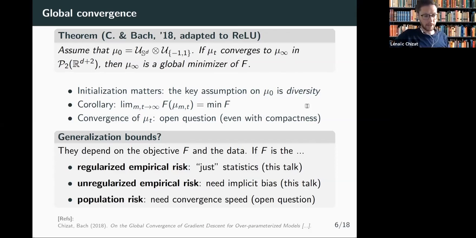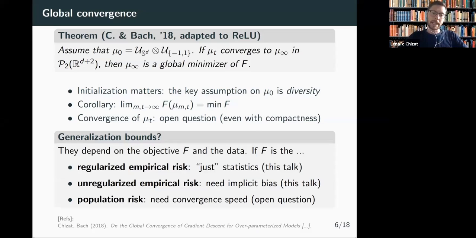So what does this result tell us about generalization? What's this predictor that we have learned? How will it generalize? Of course, this will depend on many aspects. In particular, this will depend on the objective f and on the data that we have. If f is the regularized empirical risk, which means lambda is strictly larger than 0, then this becomes just a statistical problem because we have a regularized empirical risk minimization, which means that we control the complexity of our hypothesis space. And so it becomes just a classical statistical question to answer how good is this predictor for a specific learning task.